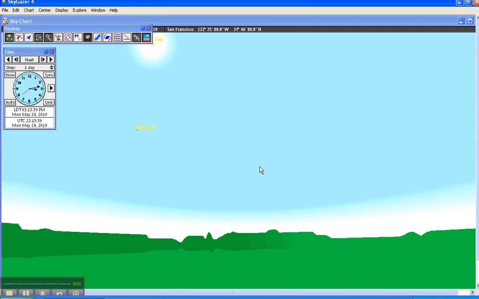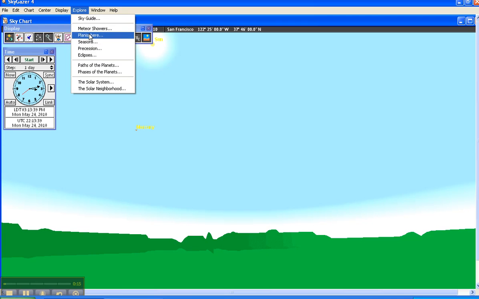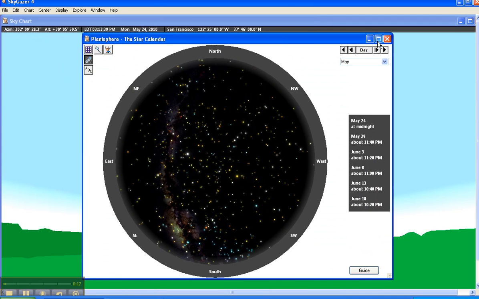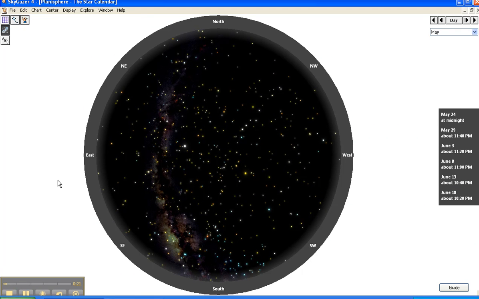Okay, this is a tutorial for part 3 of Voyager Skygazer activity number 6, seasonal constellations. What's up and when? So the first thing we need to do is go to Explore and open up our planisphere. And you'll see that we can maximize the view, make it a bit larger.